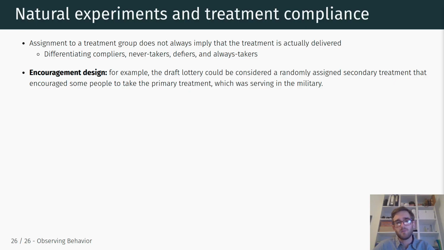Never takers are observations that would never, under no circumstance, actually take the treatment. So regardless of whether they were drafted or not, they wouldn't go to the military. Defiers are people who always do the opposite of what the treatment assignment mechanism says. So those are hypothetically individuals who would only go to the military if they were not picked by the draft lottery. And then always takers are observations that always take the treatment. So they would go to the military regardless of whether they were picked in the draft lottery or not. Okay.